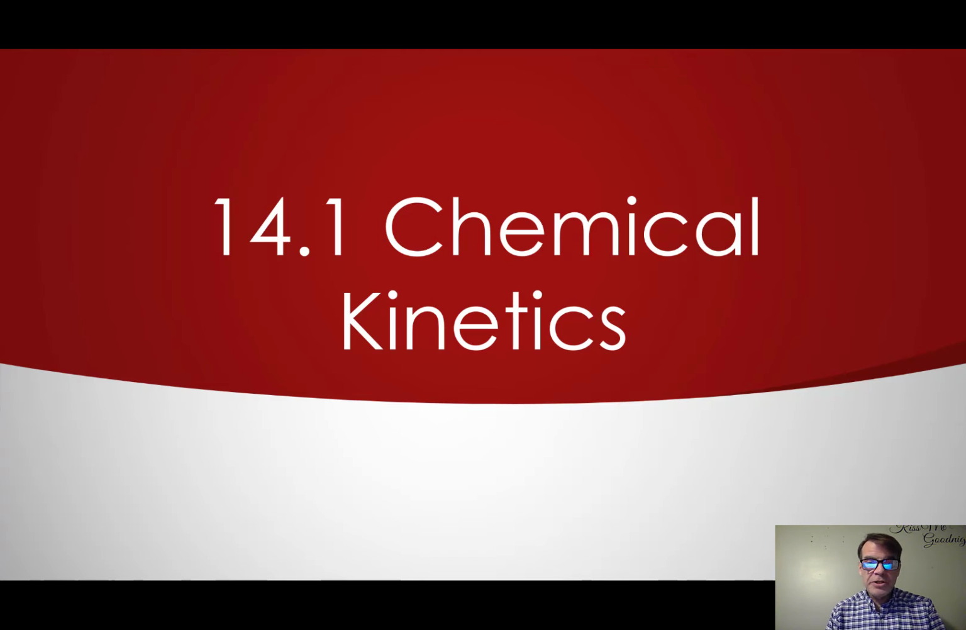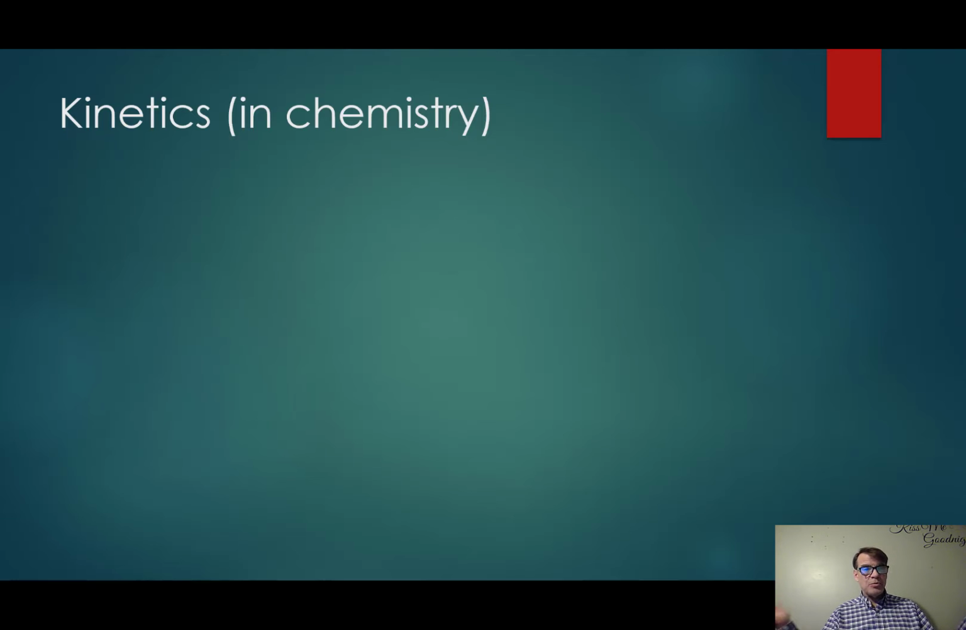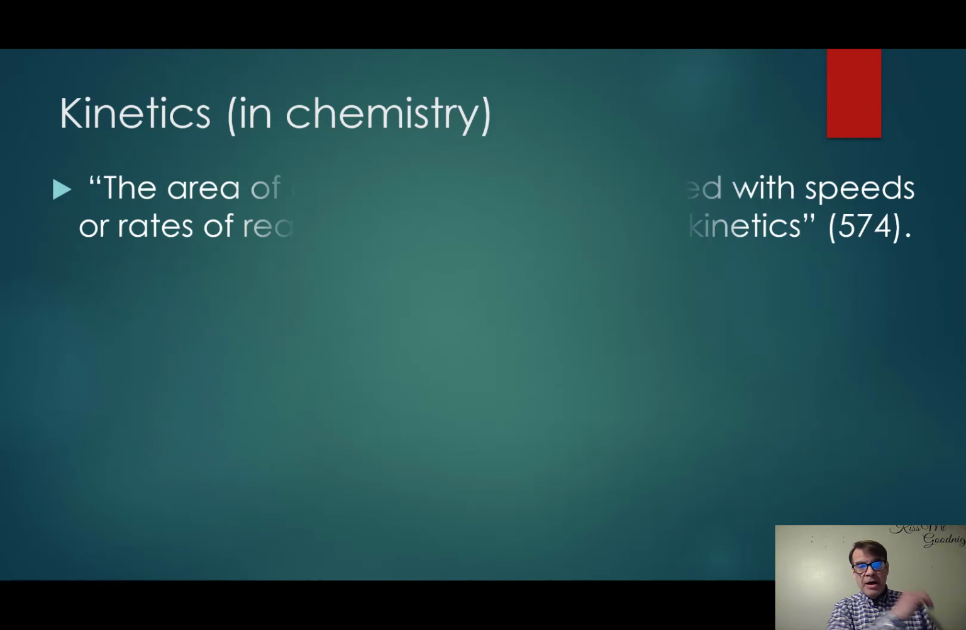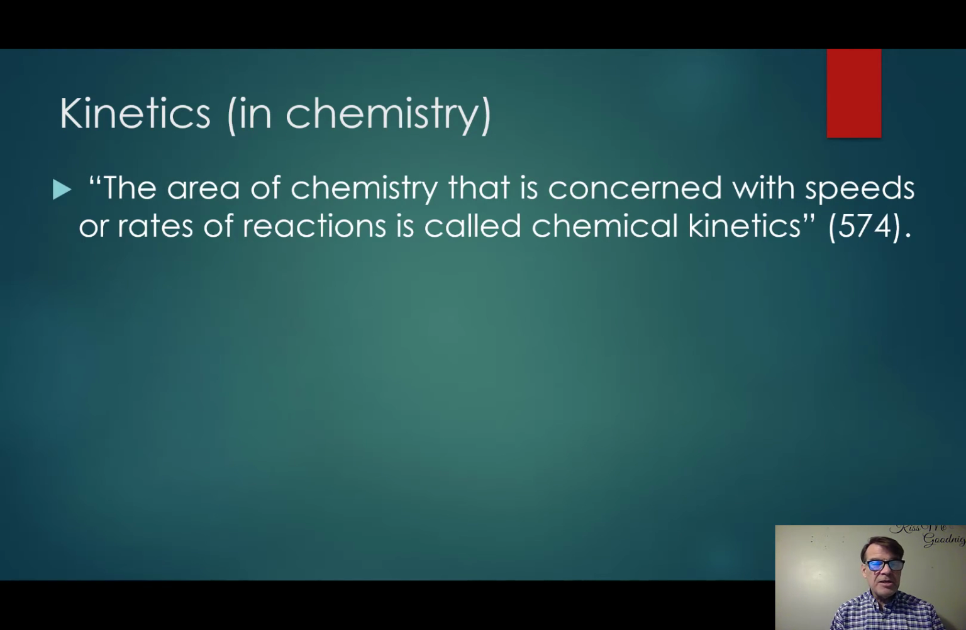Chapter 14 is on chemical kinetics, and the first section has to do with some of the groundwork. For example, what is chemical kinetics? I knew you'd ask. Why? I'm glad you asked. The area of chemistry that is concerned with the speeds or rates of reactions is called chemical kinetics.